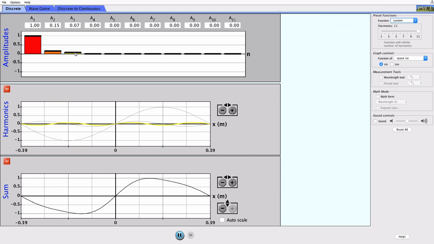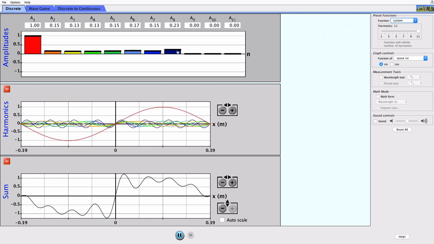We add a little bit of the third mode or third harmonic, add a little bit of the fourth harmonic, add a little bit of the fifth harmonic, etc. Let's just go on down the line, and let's see what happens. They start adding together and subtracting, and basically cause this composite waveform, right?